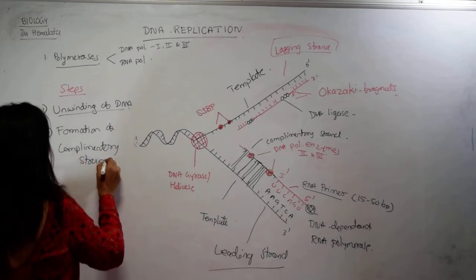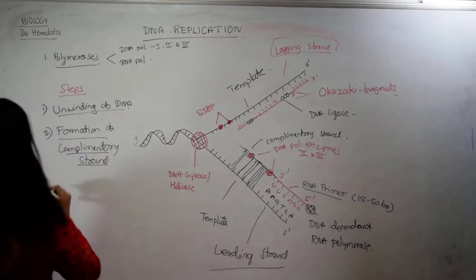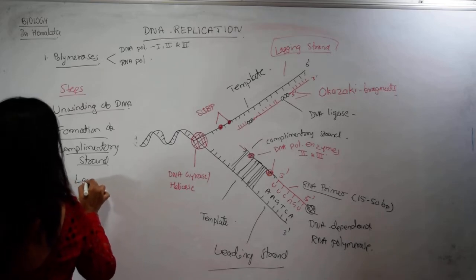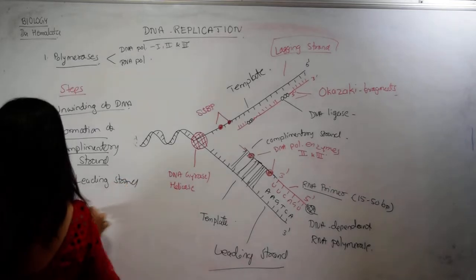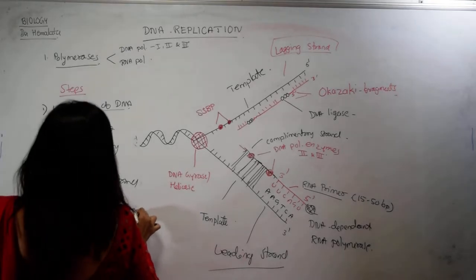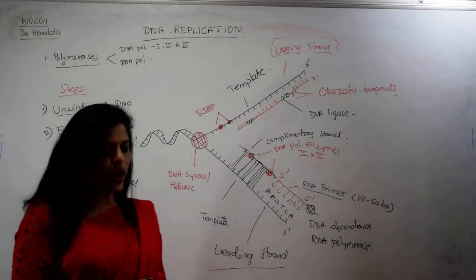Here, this will not be the same on both sides. Therefore, I will write this under subheadings. A, formation of leading strand. And second one is formation of lagging strand. So, two strands are there. One is a leading strand, one is a lagging strand. Now, why do we call it so?